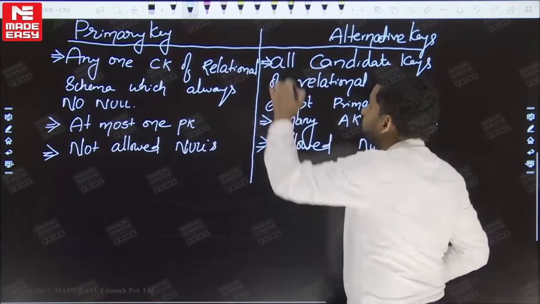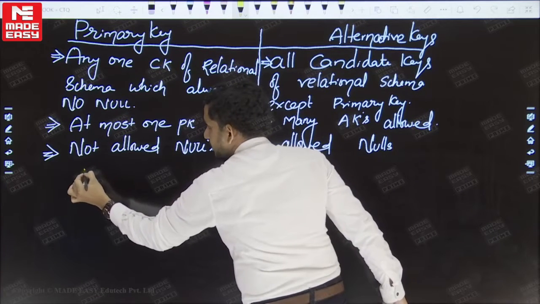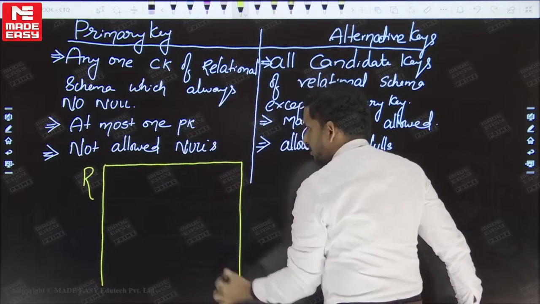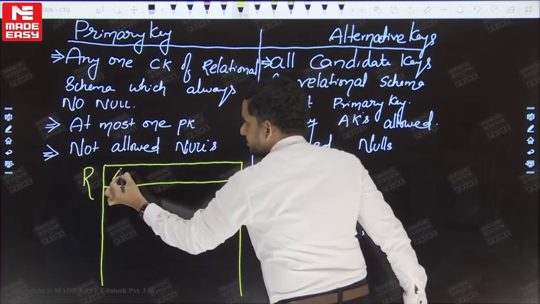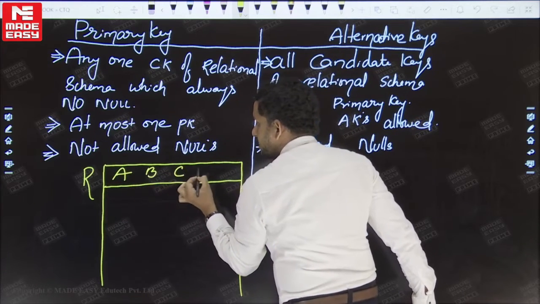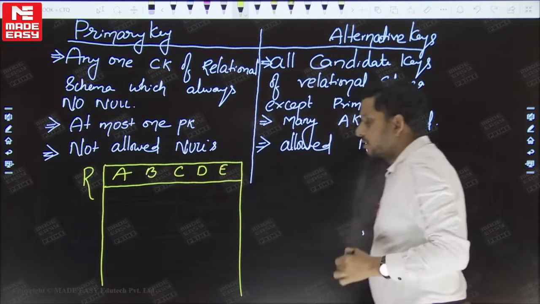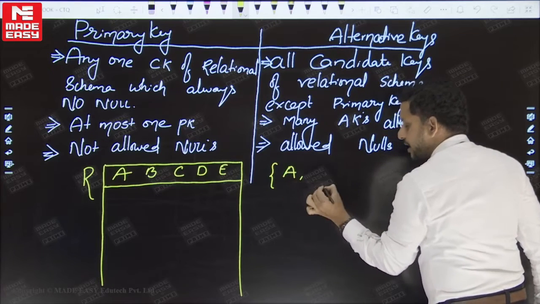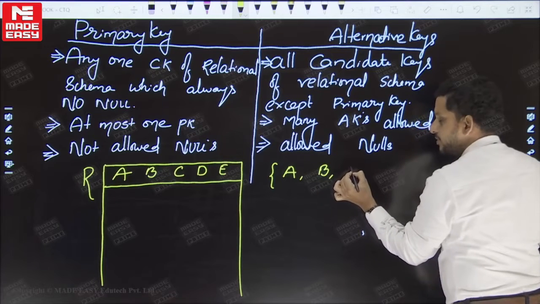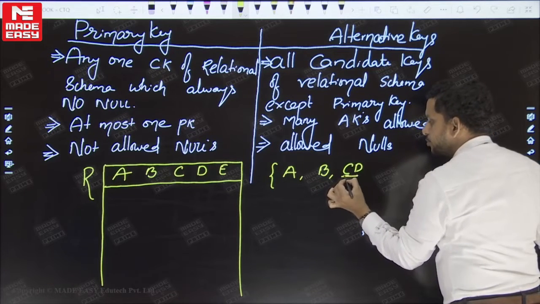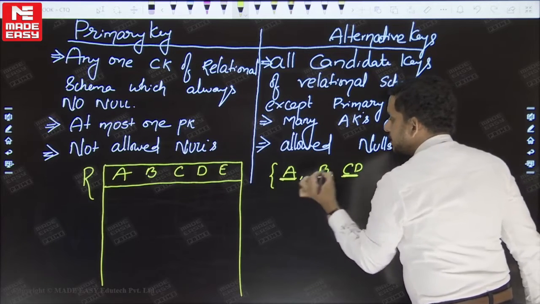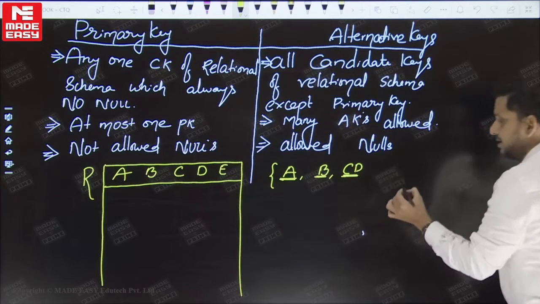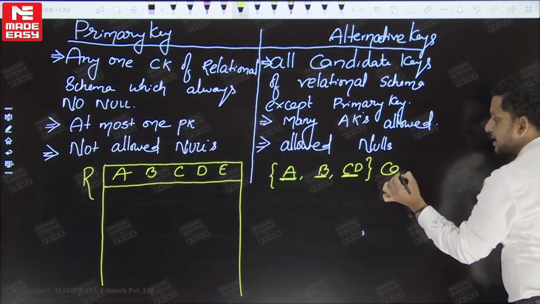For example, I am just using a general example. In this relational schema, let's say these are all the attributes: A, B, C, D, E. Assume A is one candidate key, B is one candidate key, and C, D combinedly is one candidate key, a total of 3 candidate keys. Assume that A can differentiate the records uniquely, B can differentiate the records uniquely, and the combination of C, D can differentiate the records uniquely.